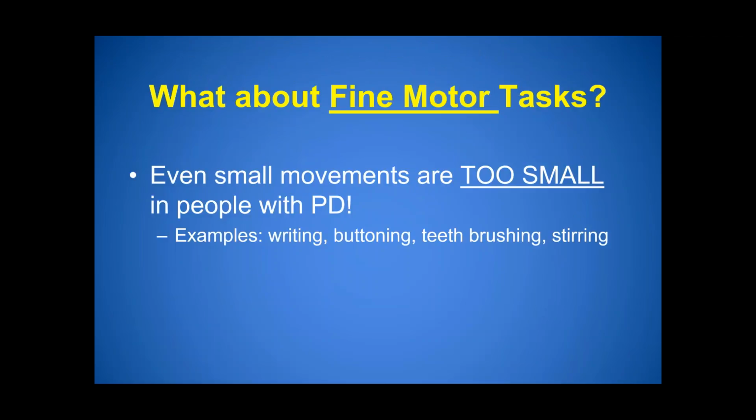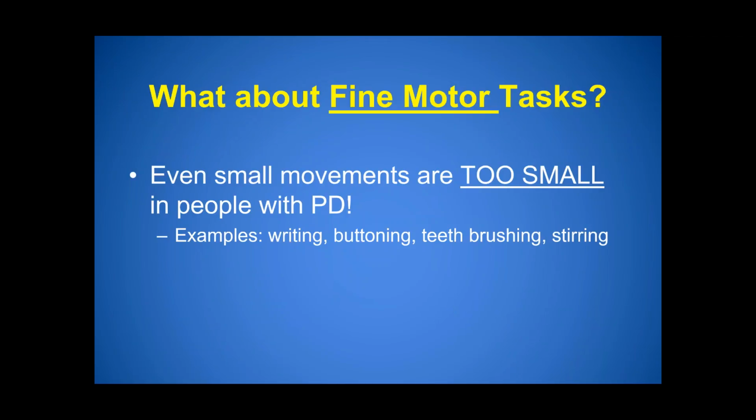So you might ask, it seems like I think of big movements in terms of big arm movements or big leg movements needed for walking, but what about fine motor tasks? Because so many things are difficult, like buttoning or handwriting or stirring or brushing your teeth with Parkinson's disease. So how can you be big with small tasks? And I think the bottom line is to recognize that even small movements, fine motor tasks, become much too small in people with Parkinson's disease. And that's why we say it's micrographia, because it's tiny writing, and the finger movements needed to produce buttoning become very, very tiny.